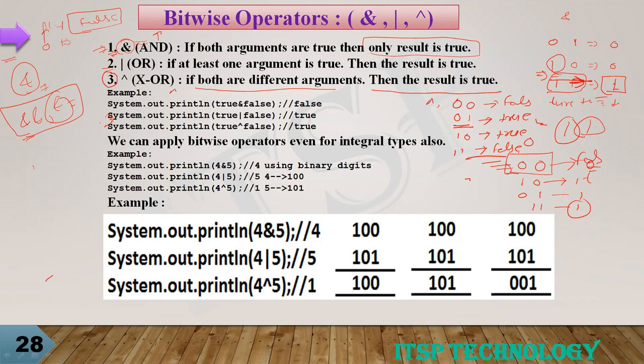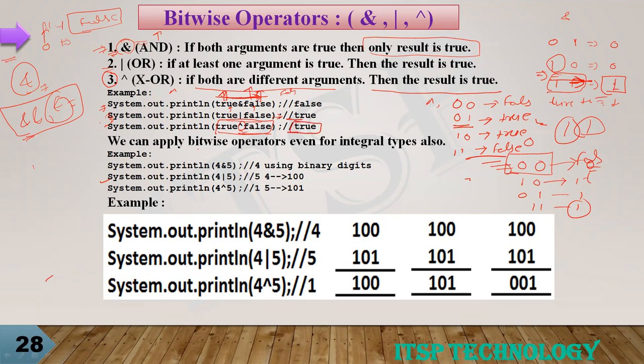Okay, let's execute these examples. I will show you this. System.out.println true and false. What is the meaning? If both arguments are true, then the output is true. But here one is true, the second is false, so the output is false. False we will get here. True or false: if any argument is true, then the output is true. In the XOR case, if both arguments are different, then it will become true.